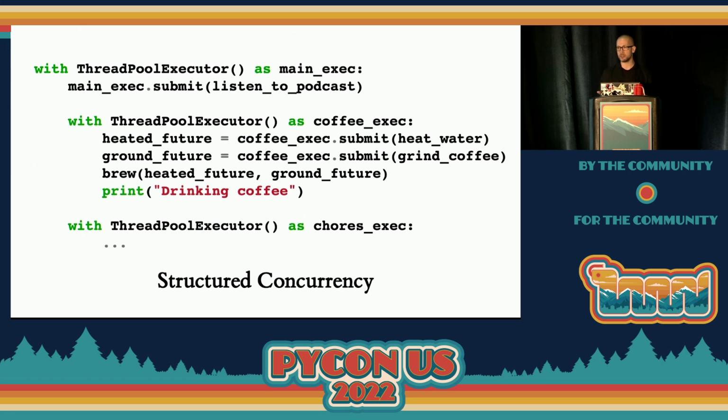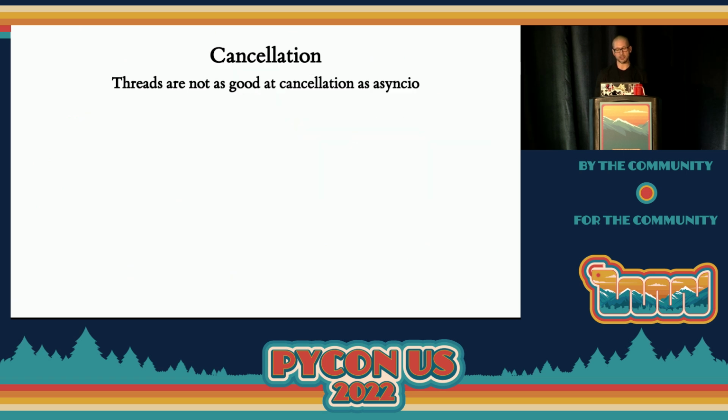The definition of structured concurrency is that if one of the tasks in a block fails, then all of the other threads that that block started or will start should be canceled very soon. And unfortunately, we can't really do that with threads because threads are not as good at cancellation as Asyncio.